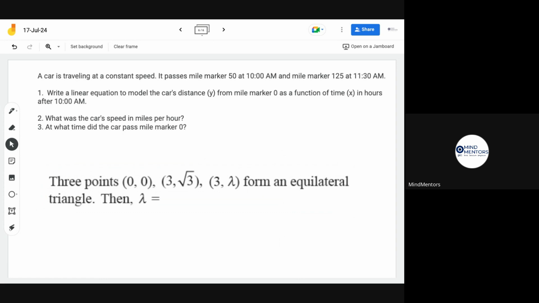Okay, I'll tell you, you can think of those 2 points. In the last class, we discussed something called the distance formula. Use the distance formula and see if you can solve this.